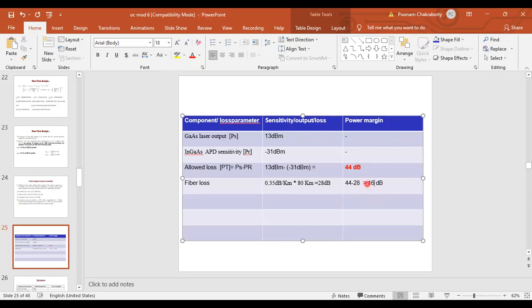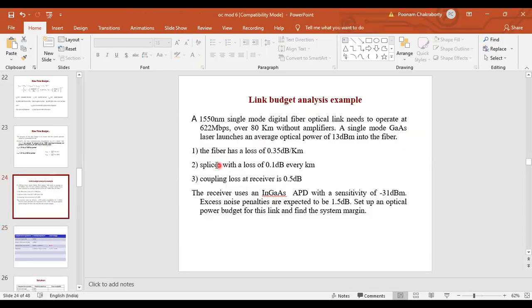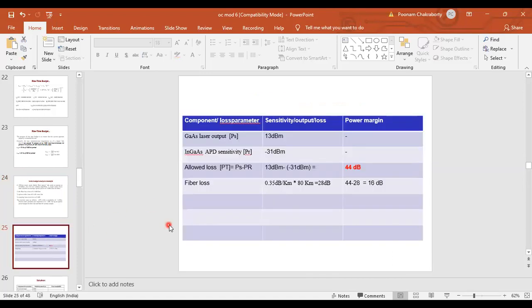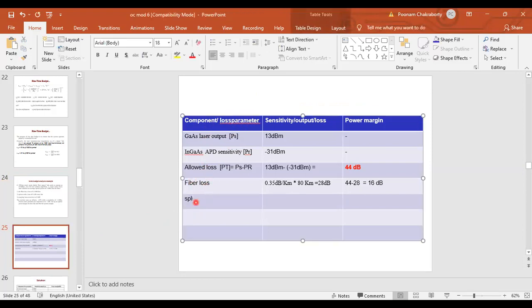So I have subtracted the first loss component. Okay, then I again go back to the question. Splices with a loss of 0.1 dB per kilometer. So I write the second. See, यहाँ पे component मैंने ले लिया. Now I'm including the loss parameters. So I write down the splicing loss. So splicing loss is 0.1 into, I have decided now there are 79 splices. Okay, so 79. So how much is that one?